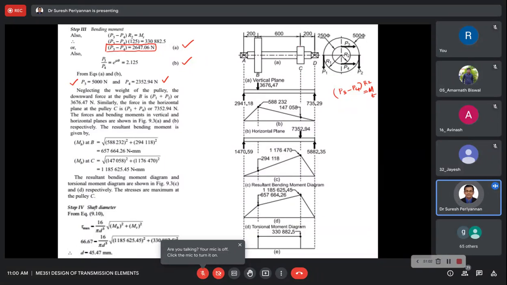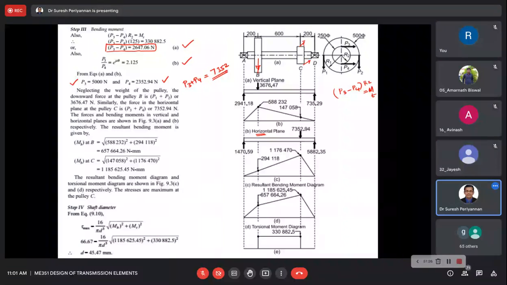Then what load is acting here? Horizontal load is acting here; the earlier one was the vertical load. What is the total horizontal load in this case? P3 plus P4 is the total horizontal load acting here: 7,352 Newton. That is what we use in the horizontal plane. Now in the horizontal plane, we know the horizontal load.